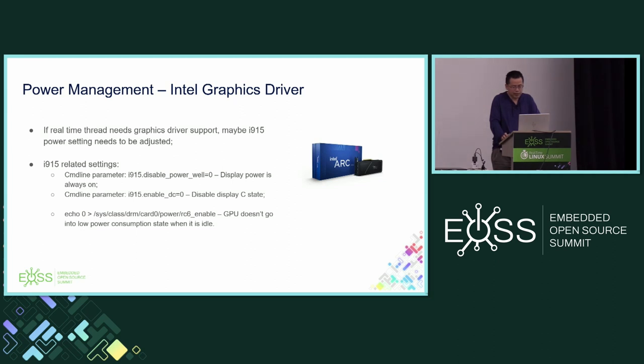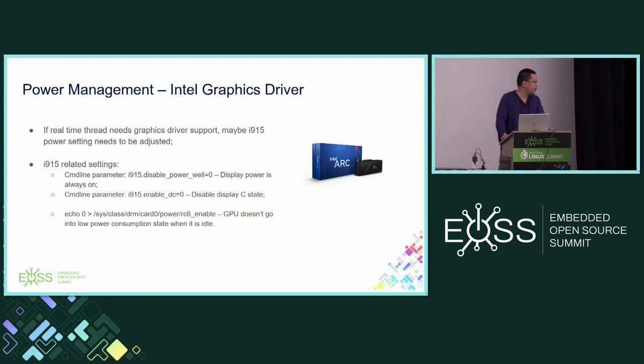The second i915 command line parameter is i915.enable_dc. DC means display C state. It's very similar to the one we just mentioned in Intel ADL. Intel ADL has a CPU core C state. Here, it's a display module C state. We could set it to zero. If we set it to zero, display C state is disabled.